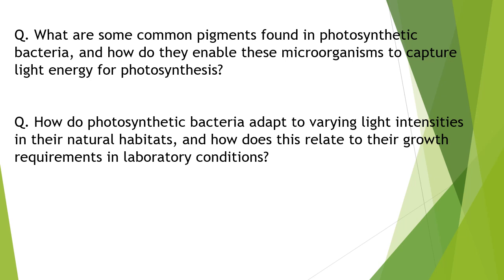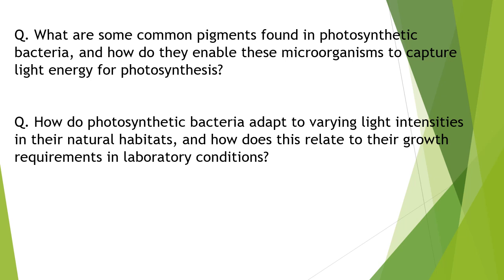So next is, how do photosynthetic bacteria adapt to various light intensities in their natural habitat, and how does this relate to their growth requirements in laboratory conditions? Now, the various light intensities present in the environment and in lab conditions may differ. The photosynthetic bacteria adapt to varying light intensities by modulating the synthesis and composition of their pigments. So these photosynthetic machineries optimize light capture and energy conversion.